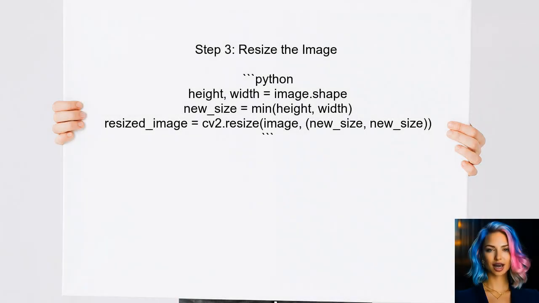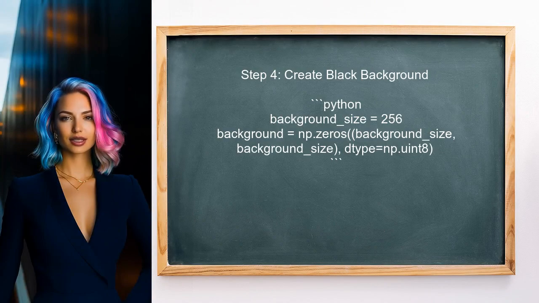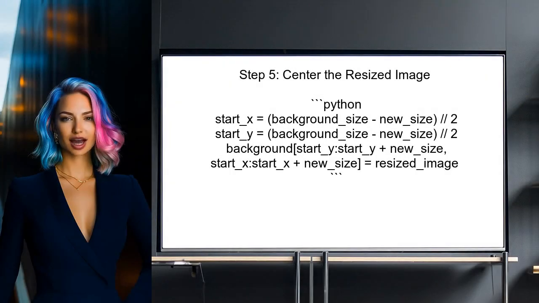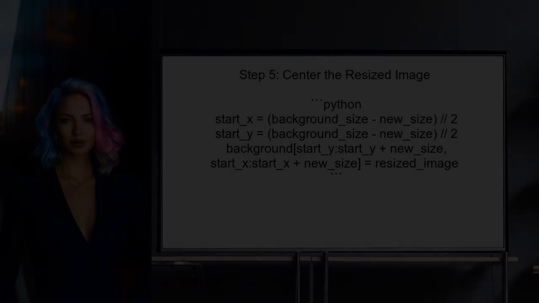Now, the user should calculate the new dimensions for the square image while maintaining the aspect ratio. This involves determining the size of the shorter side and resizing the image accordingly. After resizing, the user needs to create a new black square image with the desired dimensions. This will serve as the background for the resized image. Finally, the user should center the resized image on the black background. This can be achieved by calculating the position to place the resized image and using array slicing.